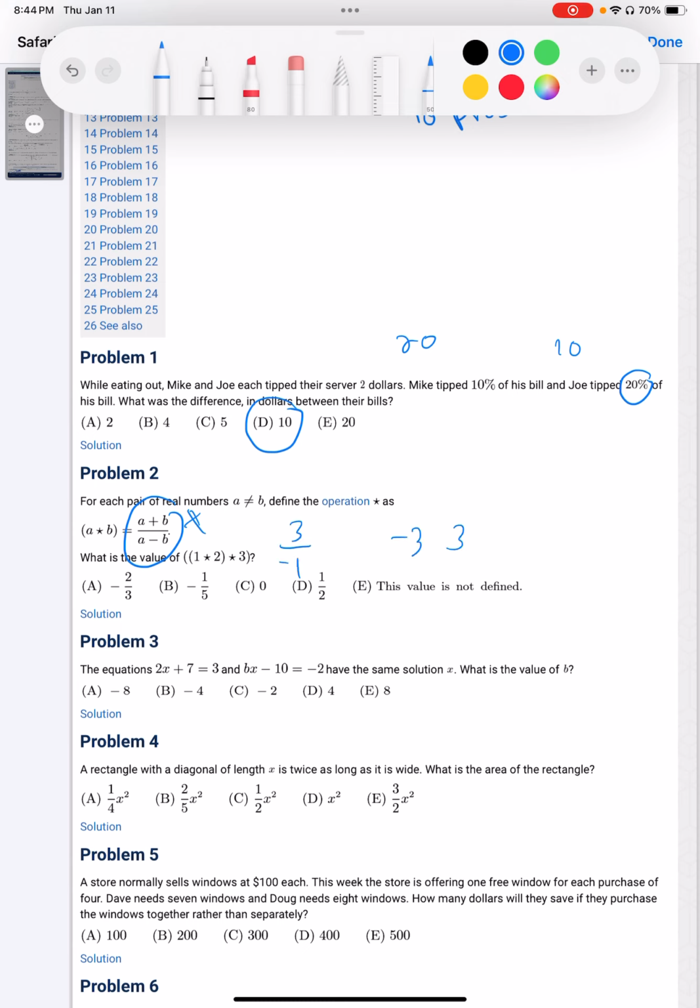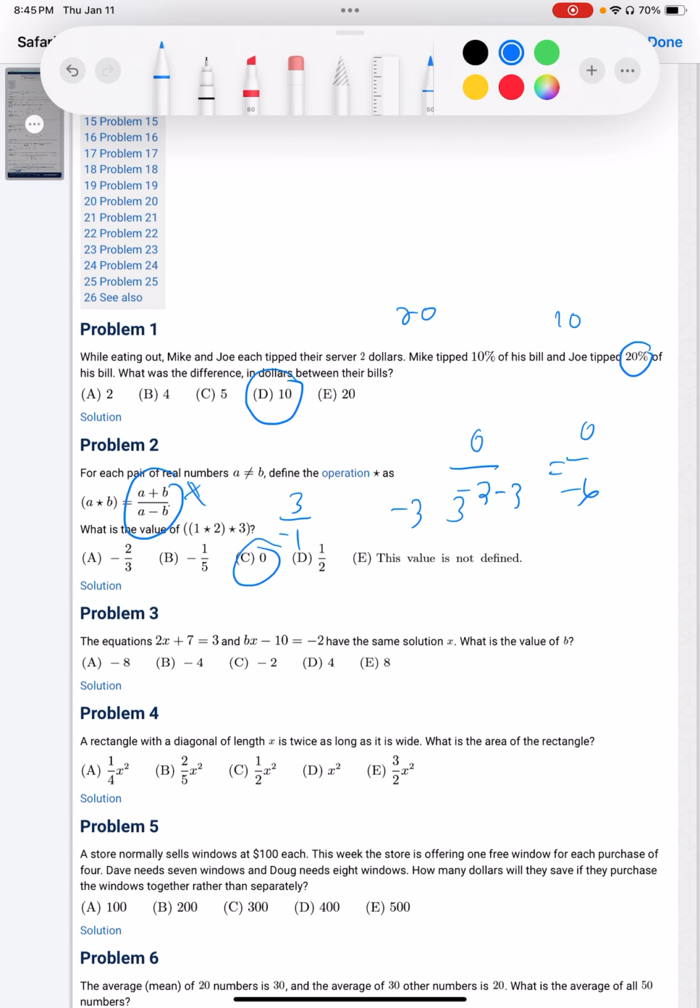So, this is just an operation here. And we can just do this: 1 minus negative 2, so 1 plus 2 is 3, over negative 1, so negative 3. And 3, so we have negative 3, 0 over negative 3 minus 3, which is just 0 over negative 6, which is just 0.